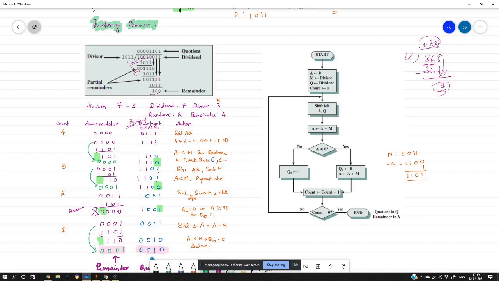Is this clear? Is the logic clear? This is the very idea behind the division. So that is what is going to be converted into an algorithm. If you're able to follow this, then it will be easier. Is this clear? Shall I move on to the next part?